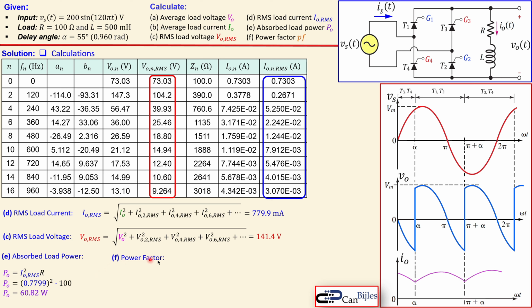The final one is the power factor, which is defined as the load power over the apparent power, and apparent power is given by the source voltage RMS times the source current RMS. Source current RMS is equal to the load current RMS because we have a series connection. So the source current is always the load current in RMS values. And the source voltage RMS is just the amplitude divided by the square root of 2. That is the simple formula we know, and that will result in this 141.4.